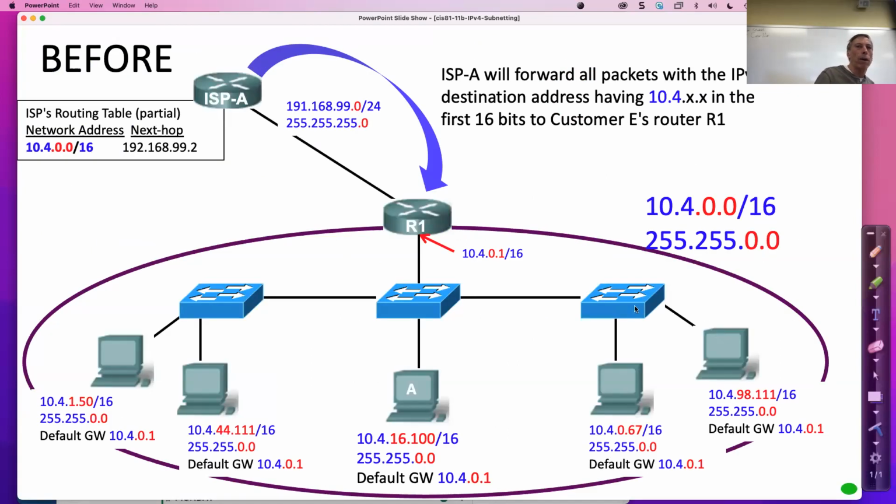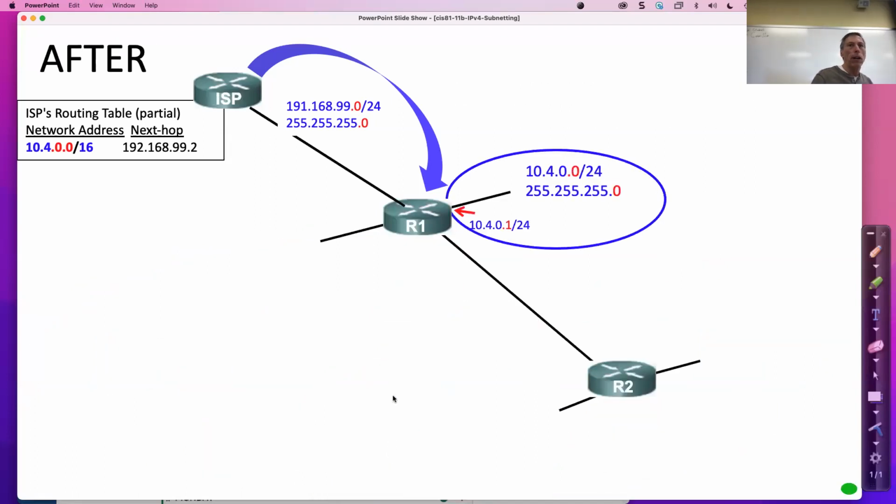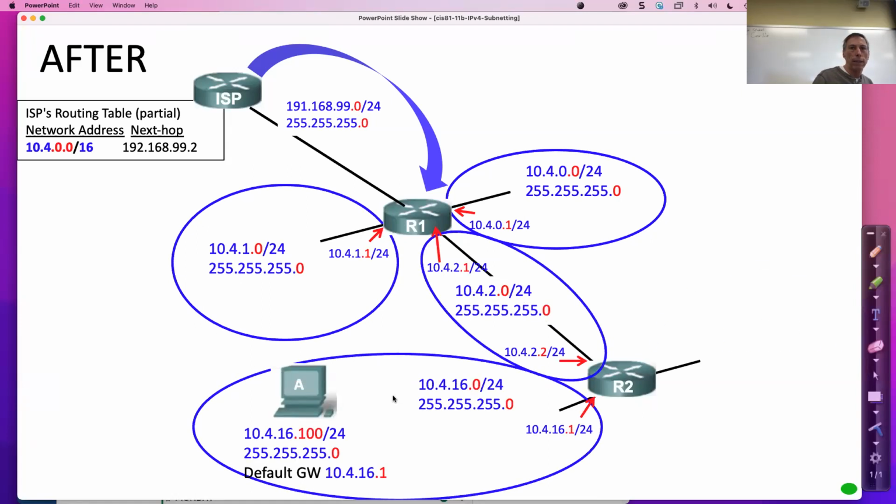Okay, so before we were one big network, 65,534 hosts. Notice that this host had an address 10.4.16.100/16, and a mask of 255.255.0.0. So if we're one big subnet here, everybody has a host IP address, in this case, the last 2 octets. Everybody has that mask, 255, can't change that. But what we did was now we changed it. Internally, we created all these subnets.